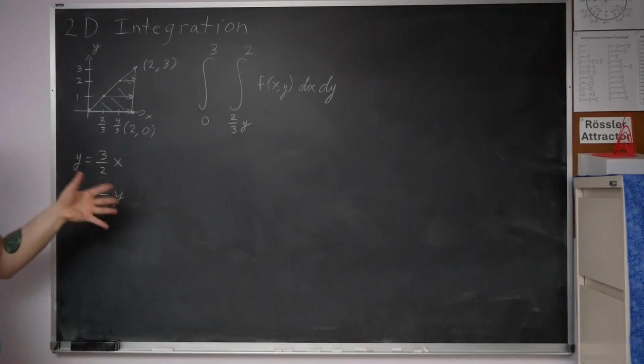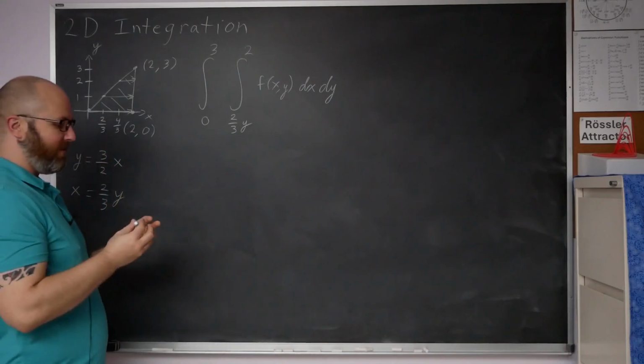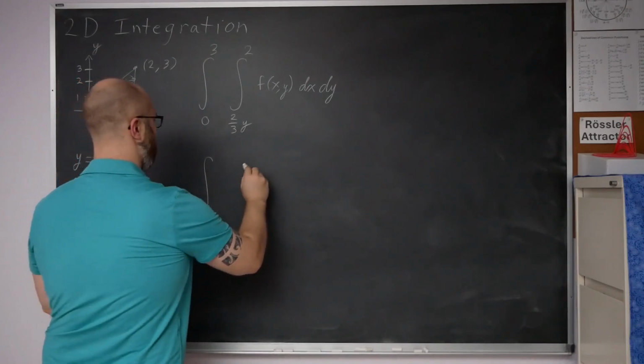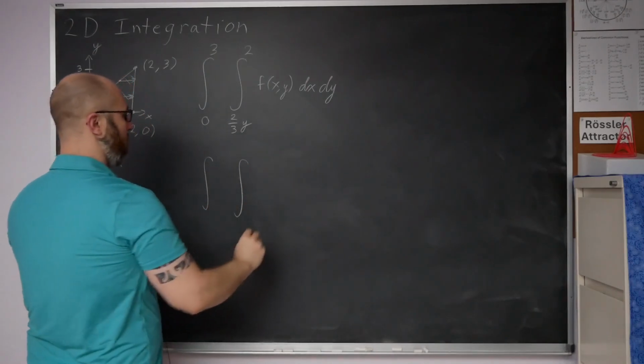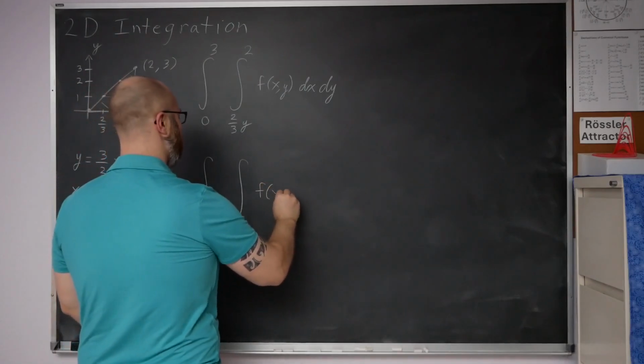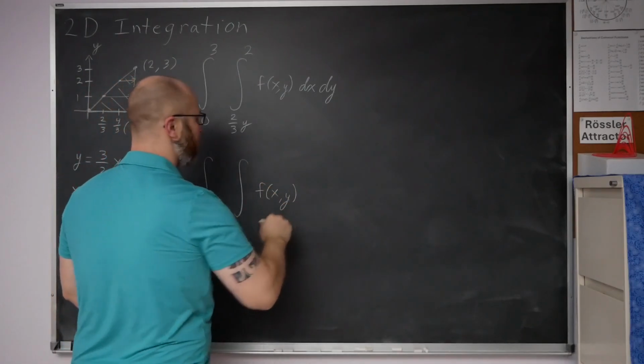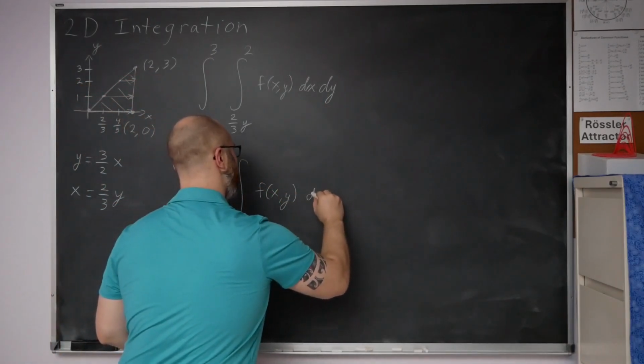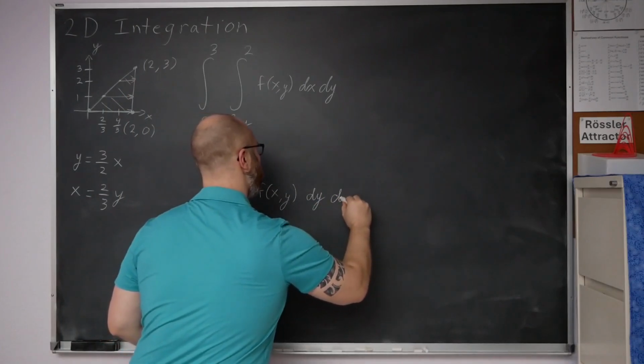Well, there's more than one way to do this integral, though. So what if I had done the integral, I still have my function f of x, y. We're not going to evaluate them, we just want to set them up. And instead of dx dy, I want dy dx.